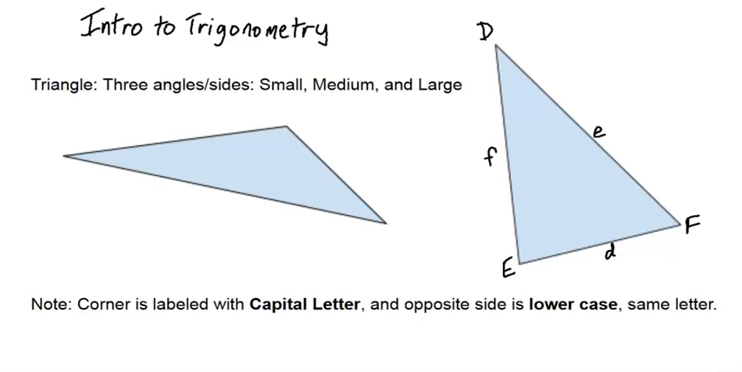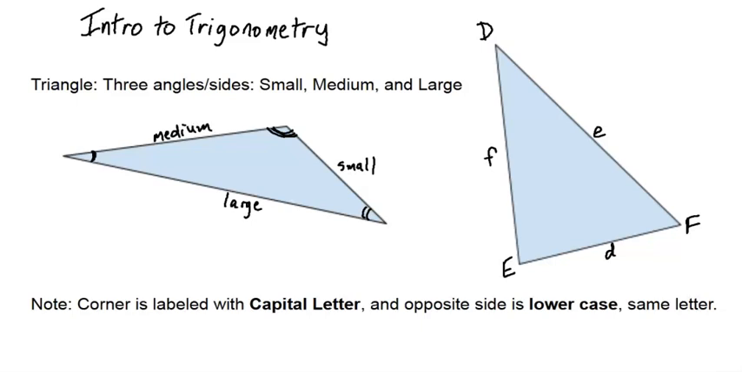Small, medium, and large. So if I take a look at this one right away, this guy over here would be the small, and it's going to be opposite to the small side. And this guy over here is going to be the large one. And so that's going to be opposite to the large side. And the medium one is going to be opposite to the medium side.